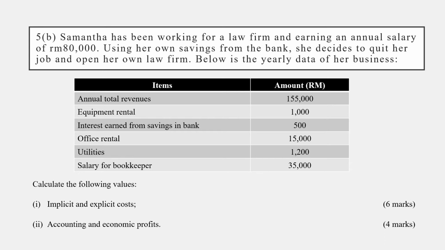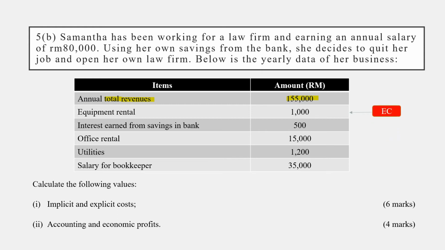Before we start to do this question, we need to analyze which is the total revenue, explicit cost and implicit cost. Explicit cost is incurred when an actual payment is made. Implicit costs represent the value of resources used in production for which no actual payment is made. The total revenue in this question is 155,000 ringgit.